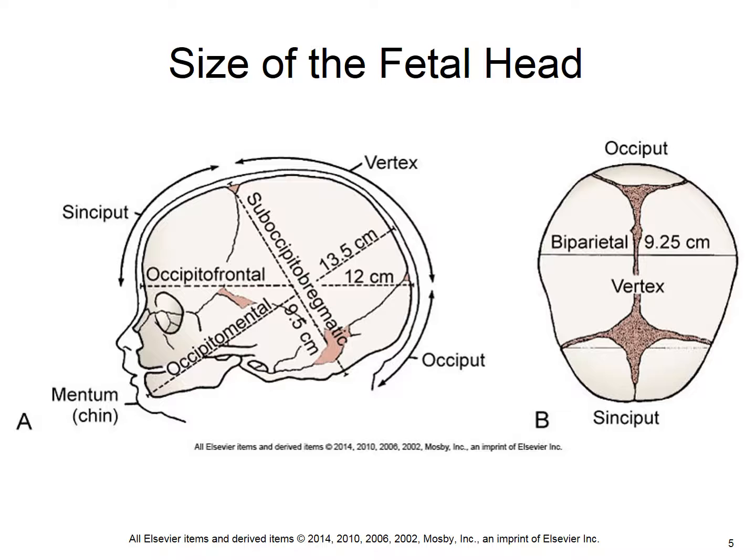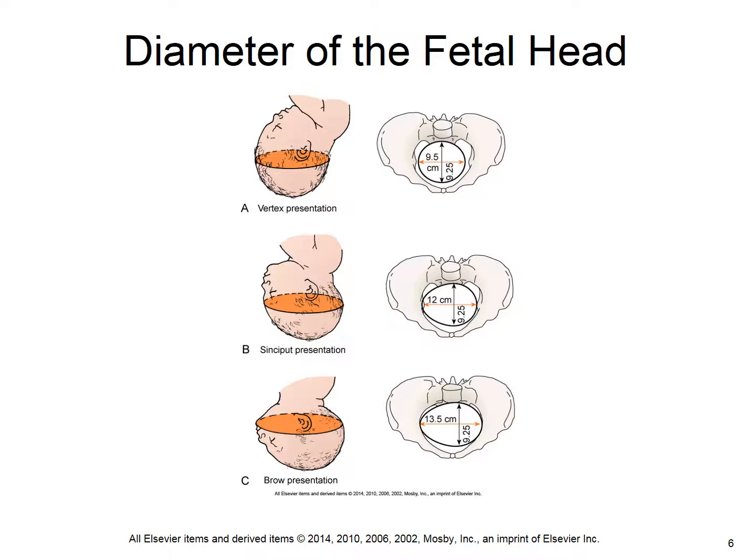If the head is extended, then the diameter of the skull as it enters the pelvis is the occipitomental diameter, which is the largest at 13.5 centimeters. So as you can see, flexion or extension of the head can determine whether or not it'll fit through the pelvis. This picture also shows you how the diameter of the head changes depending on whether it's flexed or extended.